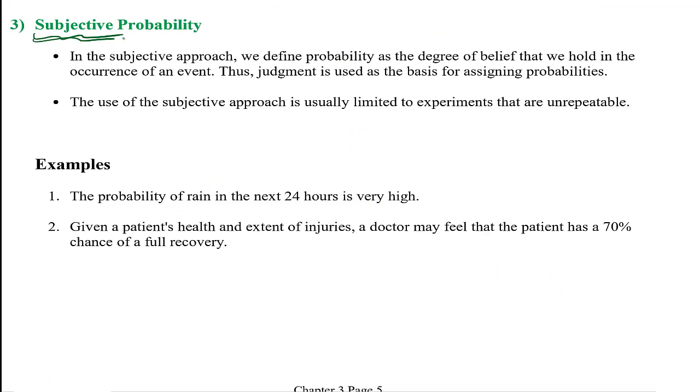The third approach to probability is called subjective probability. Some situations require the researcher to intervene in determining the probability, or without knowing a sample space for a random experiment. In the subjective approach, we define probability as a degree of belief, the degree of belief that we hold in the occurrence of an event. Thus, judgment is used as the basis for assigning probability.